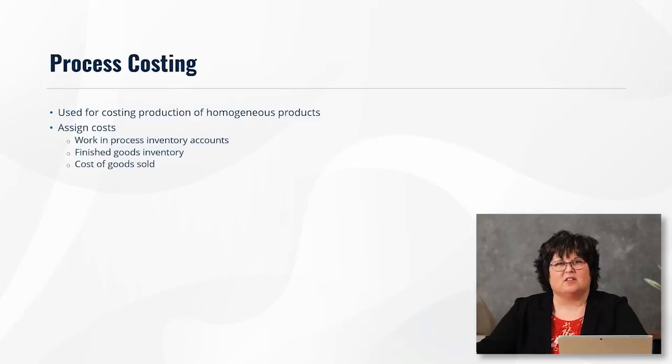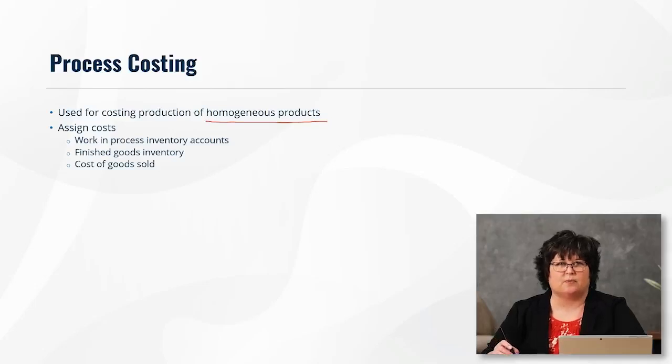Now let's cover the basics of process costing. Process costing is used when a company produces the same item over and over again in a continuous production process. These are homogeneous products. We're making the same thing over and over again. This costing method is used to assign the cost for the work in process inventory accounts, finished goods inventory, and cost of goods sold.